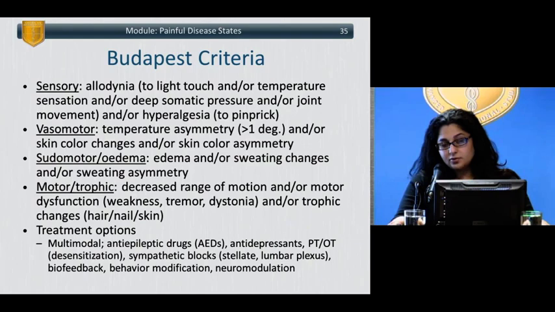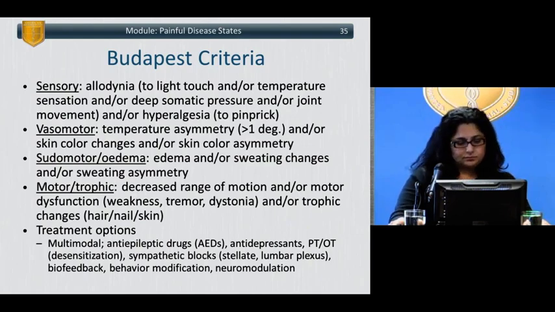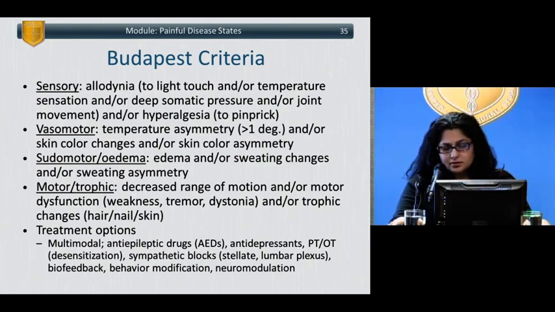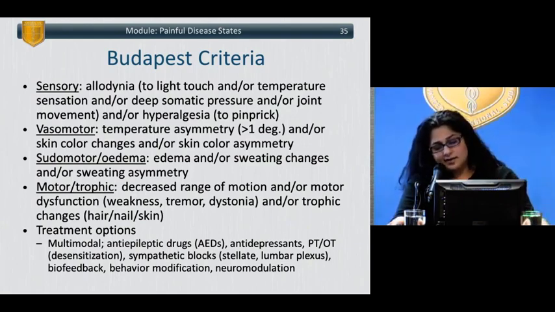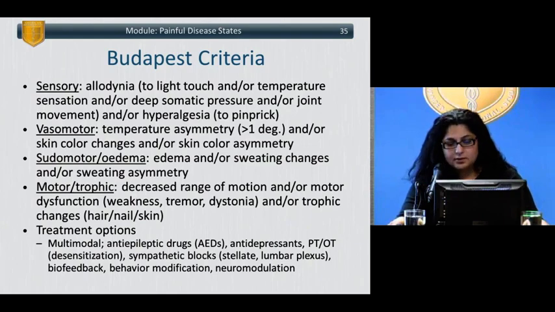Meaning there can be a greater than 1 degree temperature difference between, for example, if you had CRPS of the right upper extremity, it could be colder than the left extremity. Skin changes can occur, color changes, mottling of the skin can occur as well. There are some pseudomotor changes that might be present, and what we refer to by that is the extremity that's affected may have increased or decreased sweating compared to the other extremity.